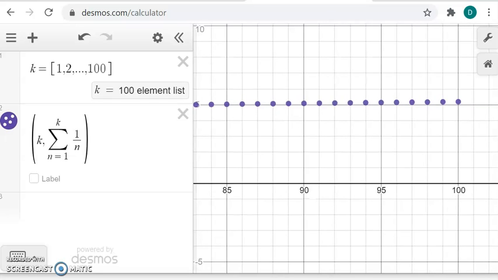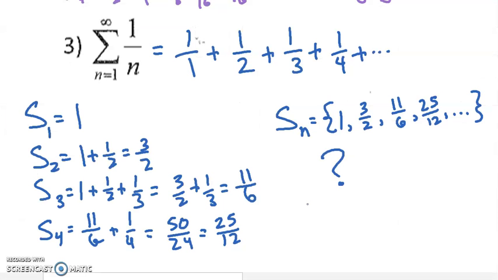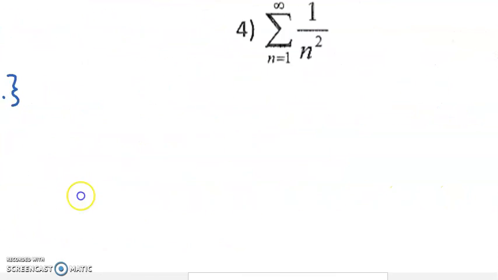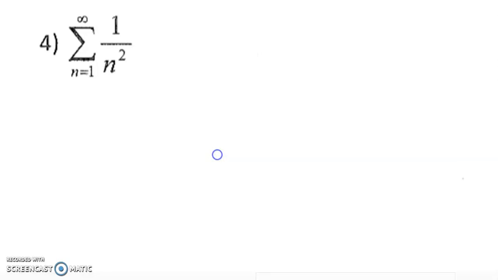Now, if we change that to 1,000, yeah, it'll grow higher, but will it grow significantly higher, or is there some ceiling? And again, we don't know the answer to that question yet. More on that later. So let's consider one more series, or sequence of partial sums, in this video. We'll look at this one right here.